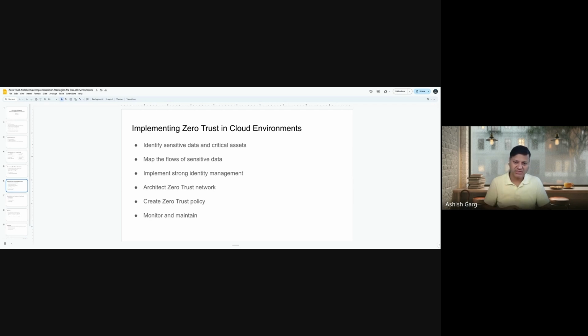Create zero trust policy. I talked about it in the previous slide. Just know what you are trying to achieve from a business perspective. What are the business risks? How do you translate them into a policy framework that you can manage, map, and identify gaps, right? The fewer gaps you have between your policy and what you see in your architecture and what your business risks are, the better it is for you. Monitor and maintain. I'll keep saying it because that is really the holy grail of security.